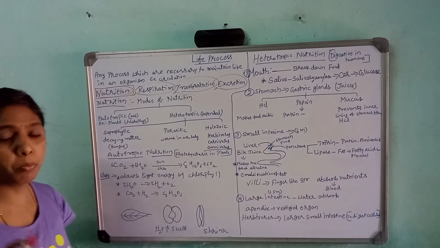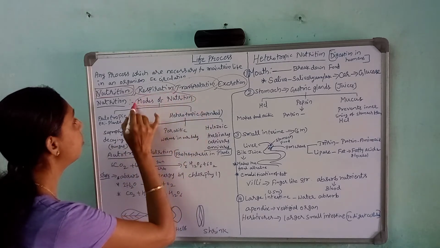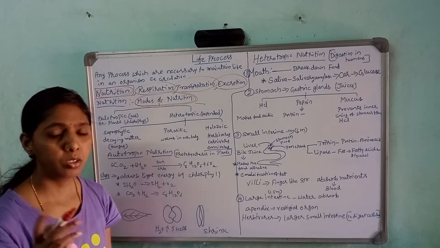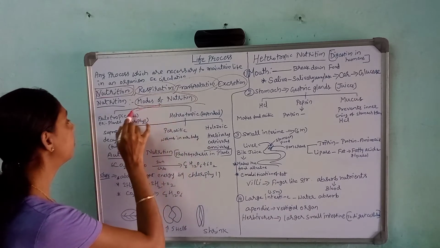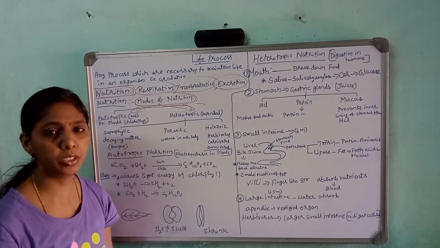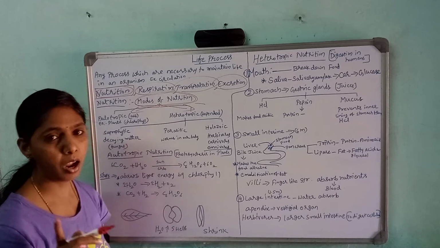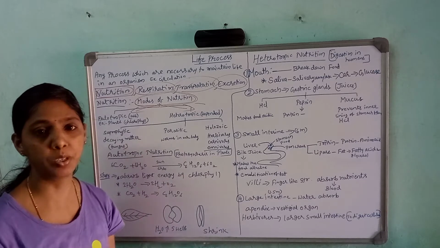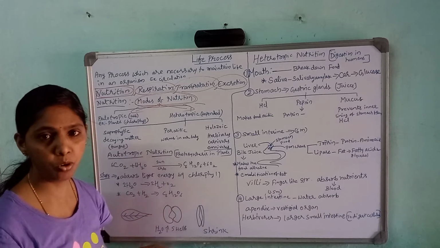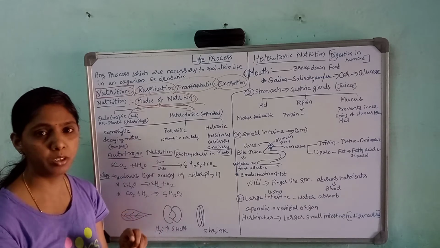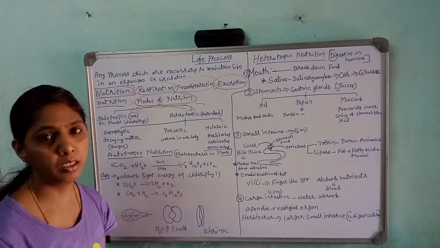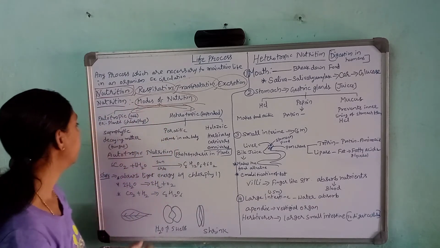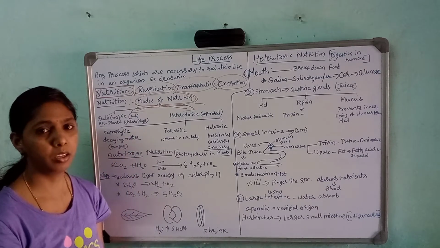Let us see the modes of nutrition, that means different types of nutrition. Here they have given mainly autotrophic and heterotrophic nutrition. You have already learned in the previous class about autotrophs and heterotrophs. Autotrophs prepare their own food. Plants prepare their own food, so they do not depend on any other thing for food. That means self preparation of food. For example, plants.